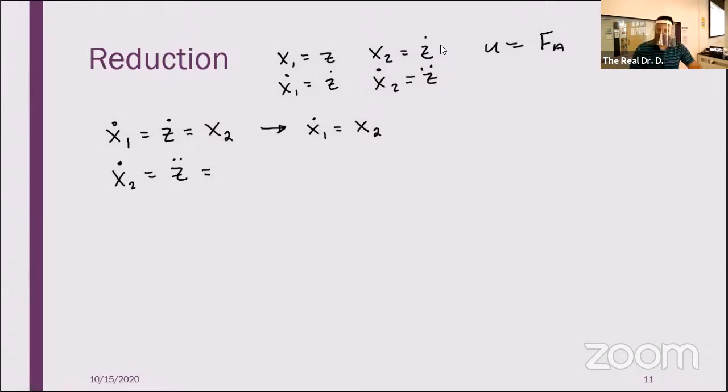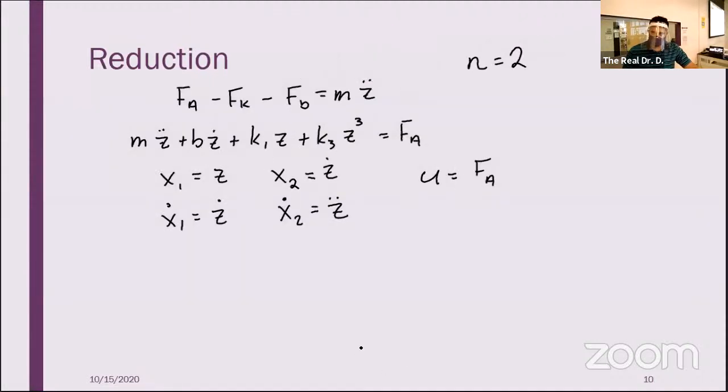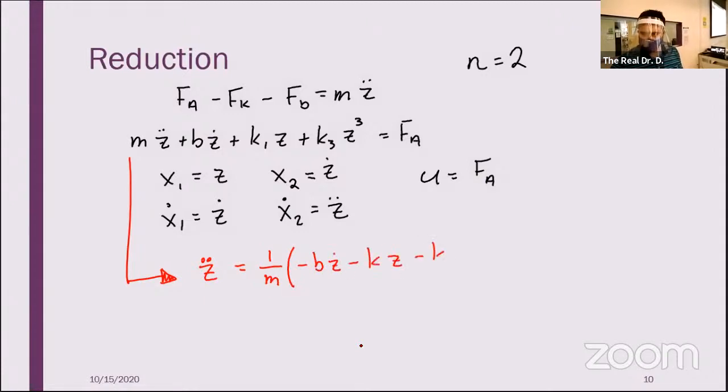Well, I'm going to go back a slide for a second because I don't want to skip this part of the math. So let's take this down here. I need to solve this for the highest order differential. So if I solve this for z double dot, this is going to equal 1 over m times negative b z dot minus k z minus k1 z minus k3 z cubed plus fa.